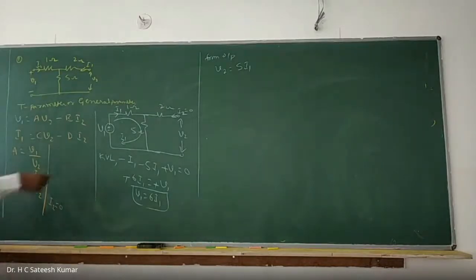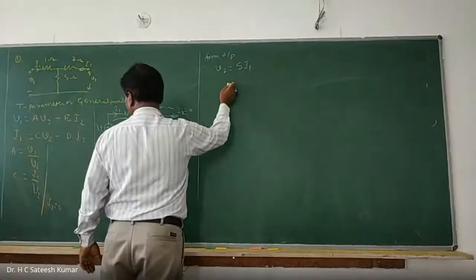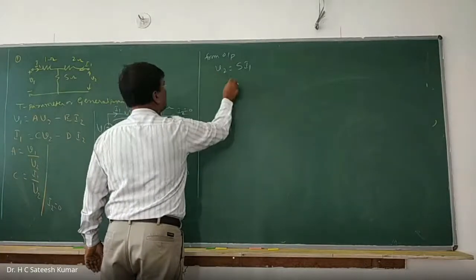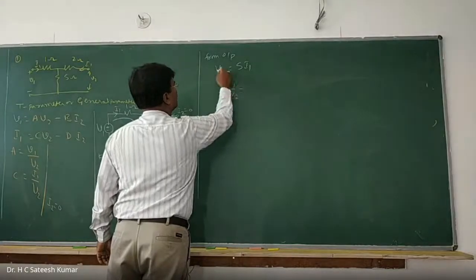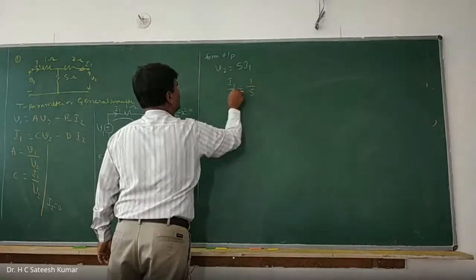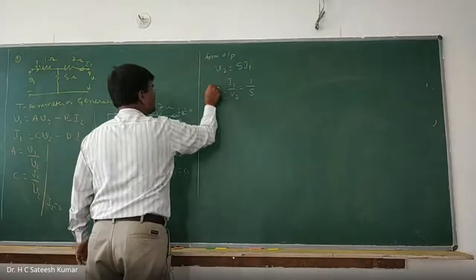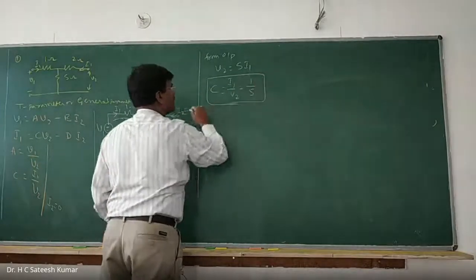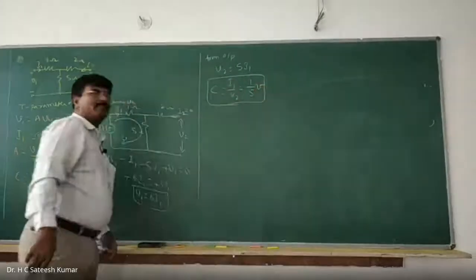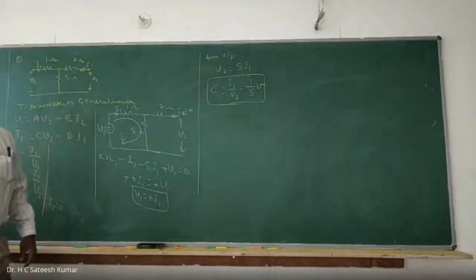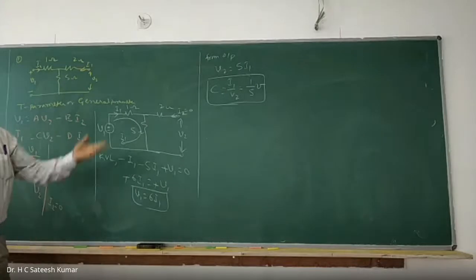So therefore, you want I1 by V2, so you transfer this here. I1 by V2 is equal to 1 by 5. And I1 by V2 we call C. That's all. Okay, right. I1 by V2 is in mho, because current by voltage is mho, voltage by current is ohms. So that's how we got C.